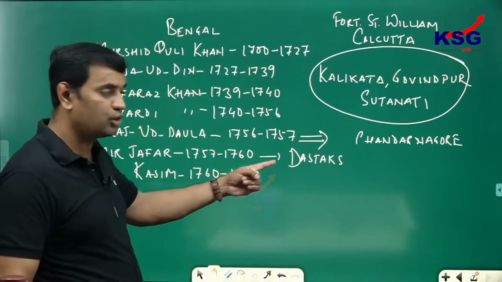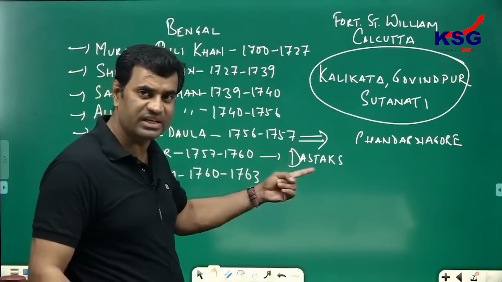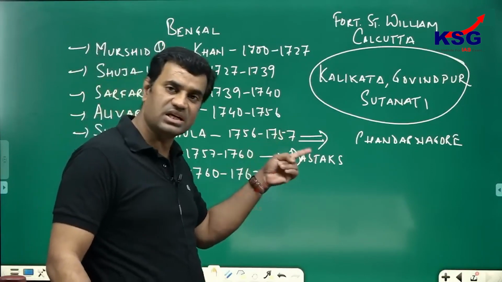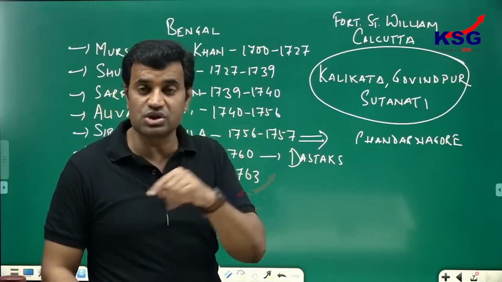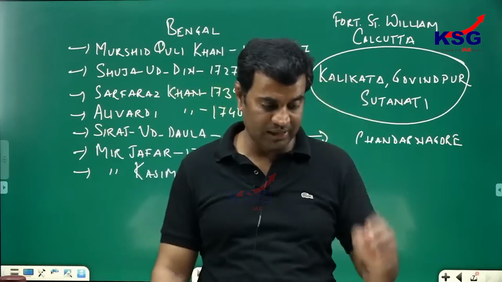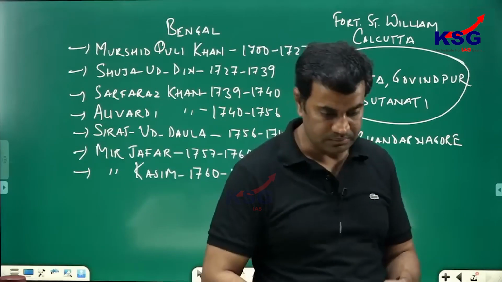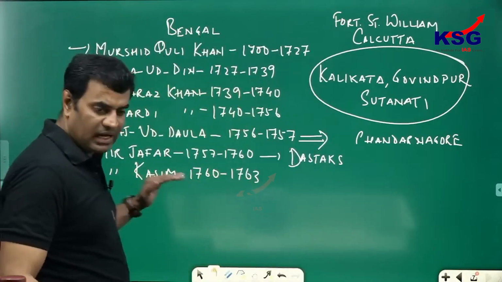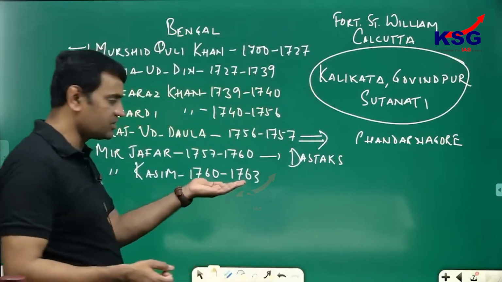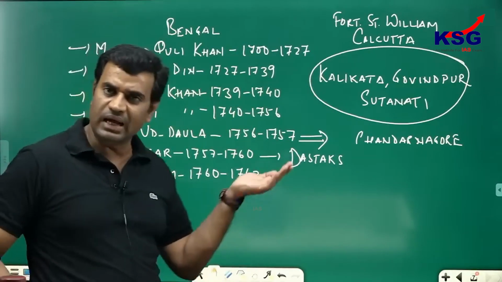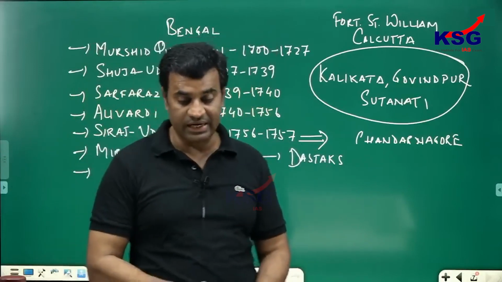Mir Qasim tried to prevent the misuse of dastaks, because the British not only used these dastaks for their own exemption, they began to sell these dastaks even to Indian traders as well. And therefore, Mir Qasim decided to abolish all forms of taxes in Bengal. Clear? So Mir Qasim wanted to prevent the misuse of dastaks, and thereafter Mir Qasim was forced to step down.